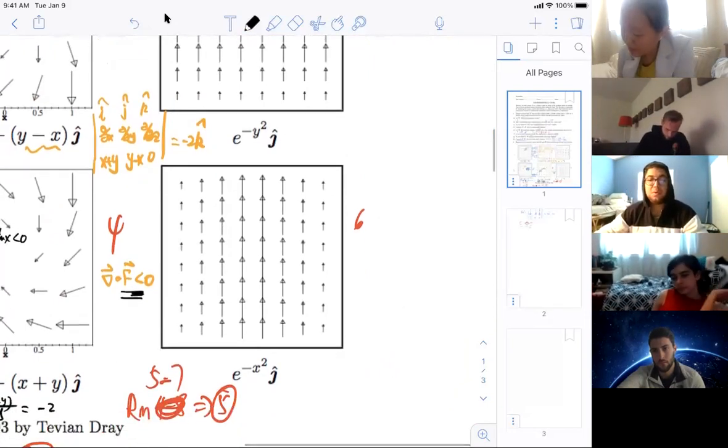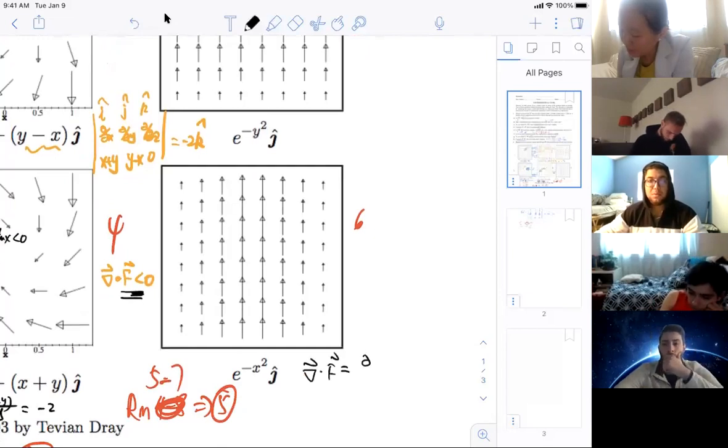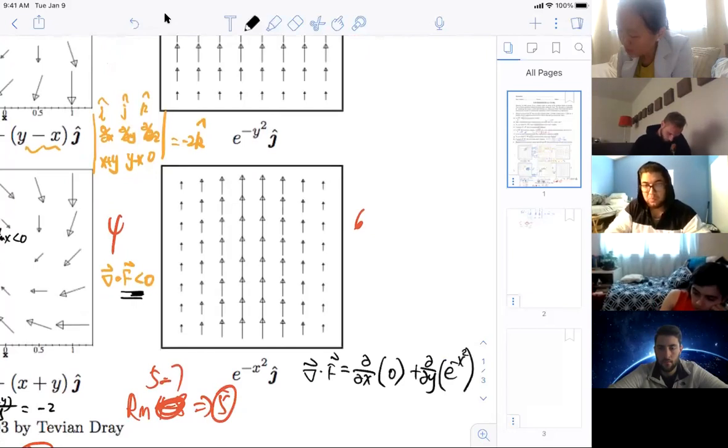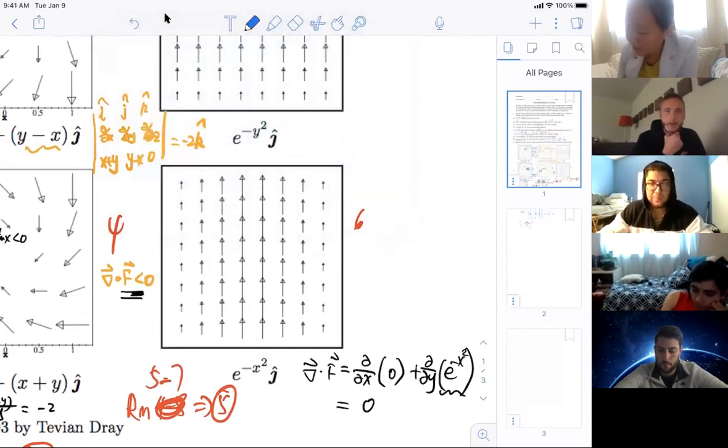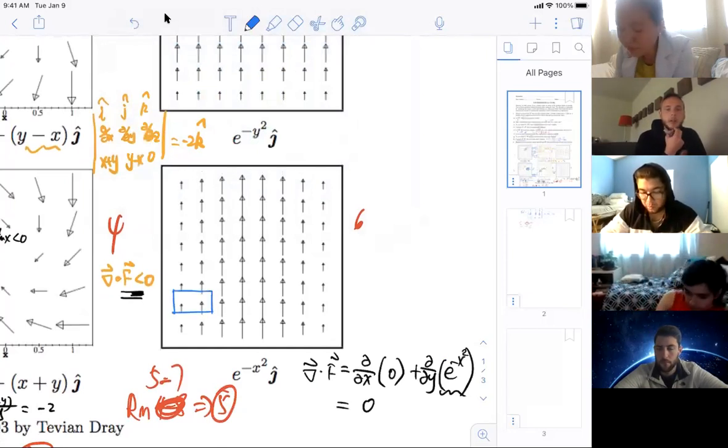So let's do this, okay? The divergence of this field is d/dx of the x component, which is 0, plus d/dy of the y component, which is this, and indeed I got 0 because my y component does not have an x dependence. Very good. So that is mathematically, and again, let's evaluate that by looking at the flux.